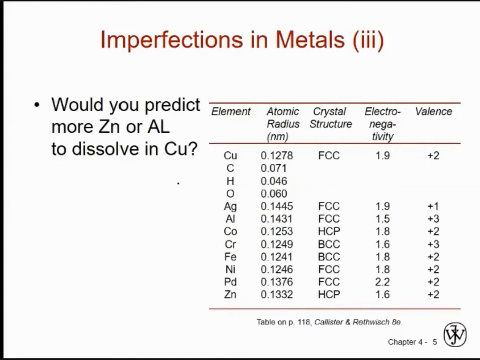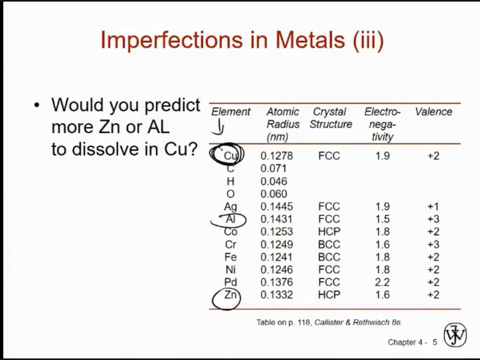Let's see this one over here. Here I have some elements given. Most of them are metals. Atomic radius, crystal structure, electronegativity, and valence are also given. And the question is to find which one, zinc or aluminum, will dissolve more in copper.